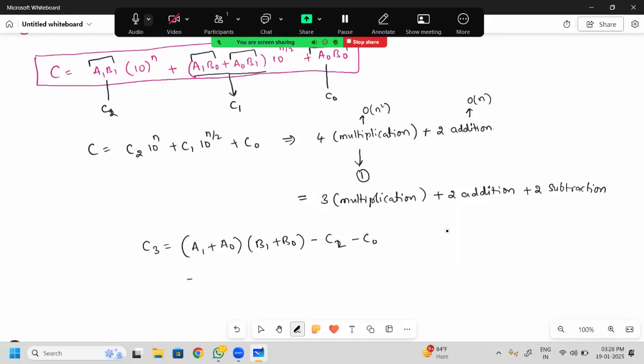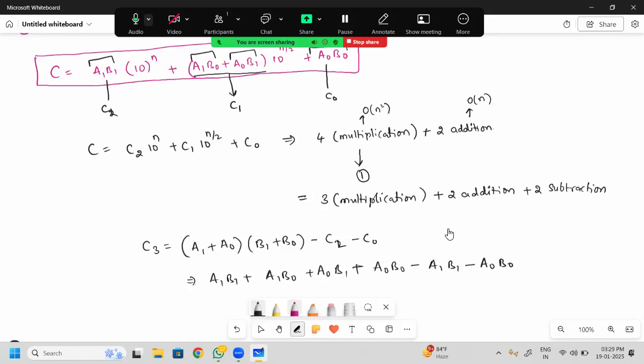So I am going to evaluate this one. Let us understand what we get. I will apply the distributive law: A1 B1 plus A1 B0, plus A0 B1 plus A0 B0. Did I compute the C2 value earlier? Yes. What is the C2 value? A1 B1. What is the C0 value? C0 is already calculated, which is A0 B0. Next, I am going to subtract these. So A1 B1, A1 B1, I am going to cut these two terms. Next, A0 B0, A0 B0, I am going to cross these two. So what is the result I get? A1 B0 plus A0 B1. So did I get the same result or not?